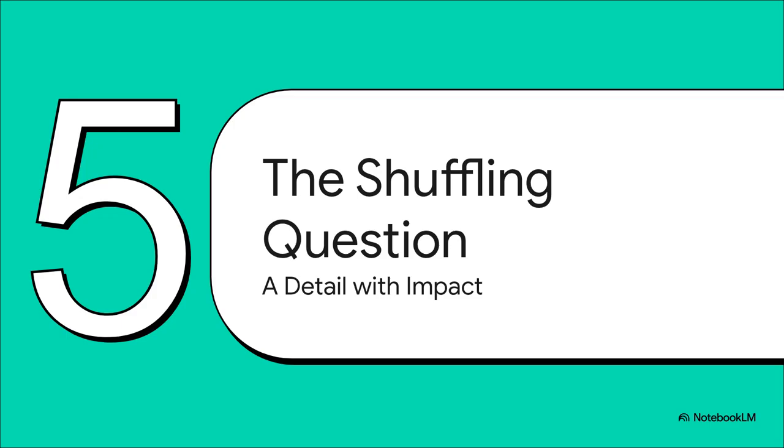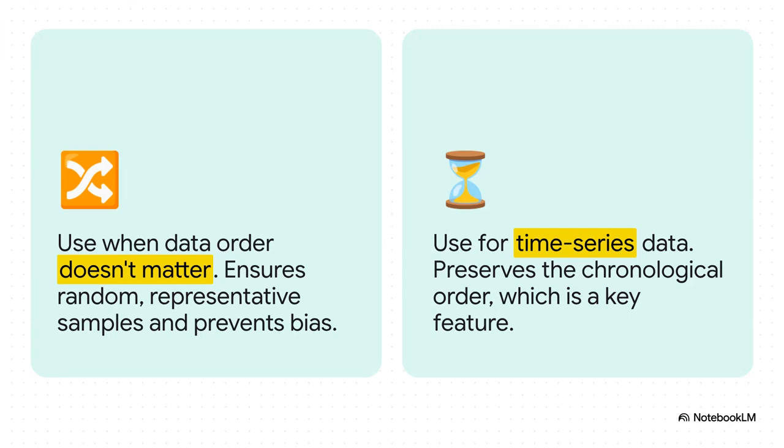Finally, let's zoom in on one tiny little parameter in that train-test-split function. It's something people often just set and forget, but it has absolutely mission-critical consequences for your model. The decision to shuffle or not is non-negotiable, and it all depends on your data. For most datasets, like customer info, you must shuffle. It ensures your train and test sets are random, unbiased samples.